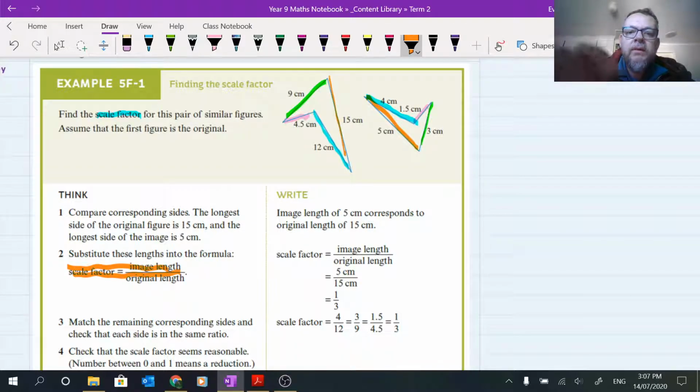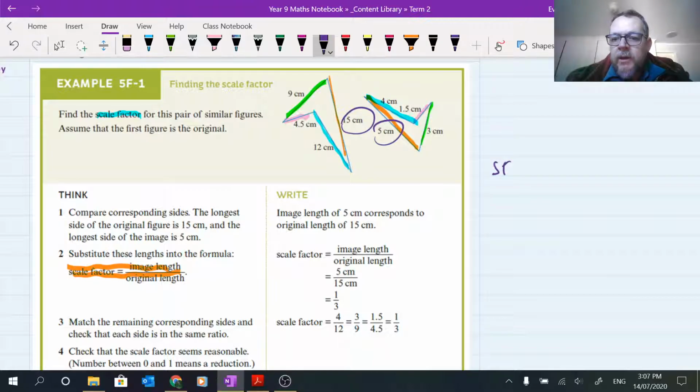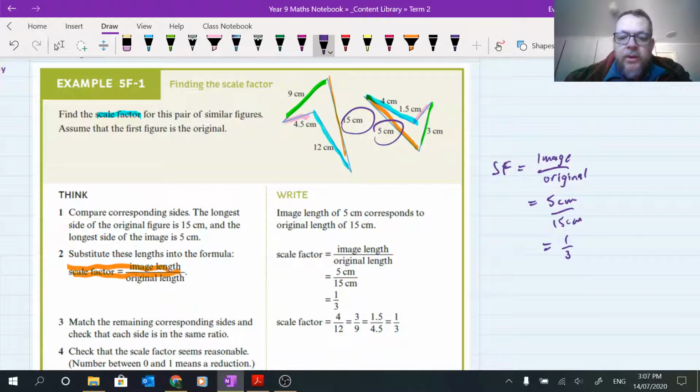So we can use any of those sides, and I just want to find one that's going to be easy. So the image length, let's say 5, divided by the original length. So scale factor equals what? Image over original length. In this case it's 5 centimeters over 15 centimeters, and that's going to be, let's cancel out in the fractions, the same as a third.